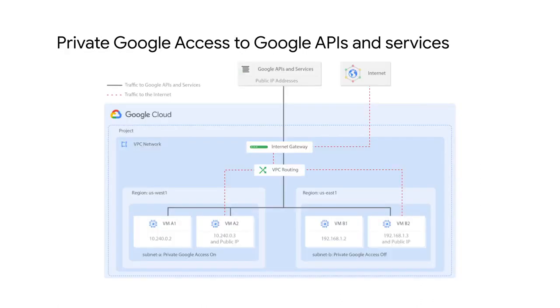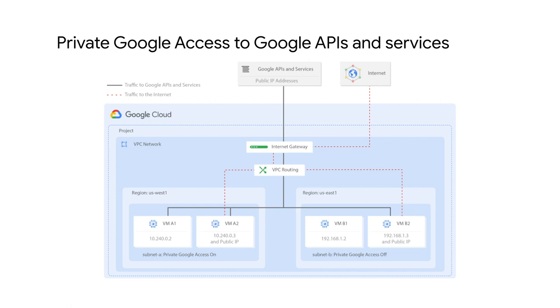Similarly, you should enable Private Google Access to allow VM instances that only have internal IP addresses to reach the external IP addresses of Google APIs and services. For example, if your private VM instance needs to access a Cloud Storage bucket, you need to enable Private Google Access. You enable Private Google Access on a subnet by subnet basis. As you can see in this diagram, subnet A has Private Google Access enabled and subnet B has it disabled. This allows VM A1 to access Google APIs and services even though it has no external IP address.